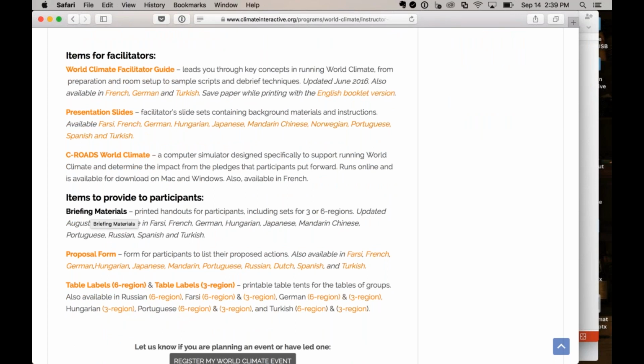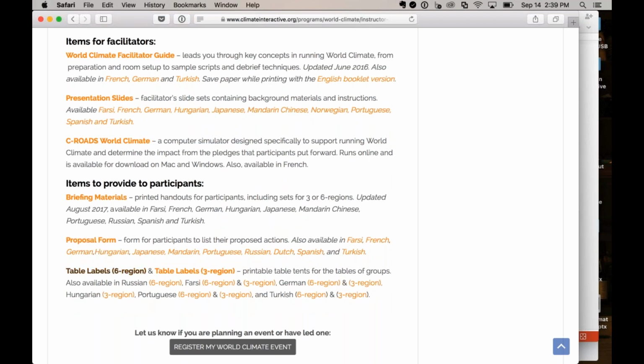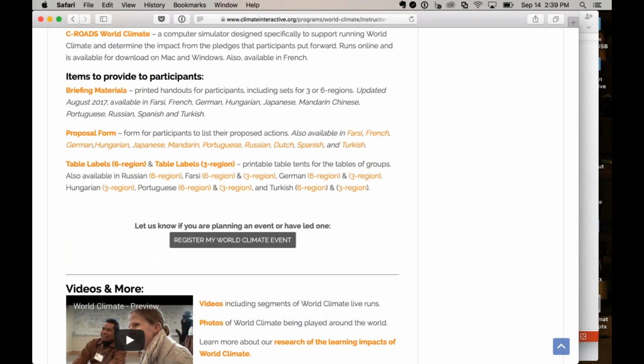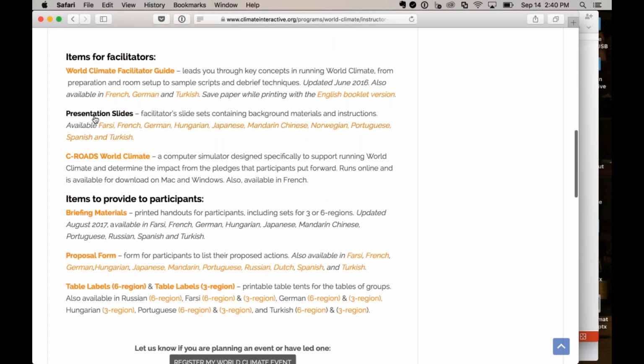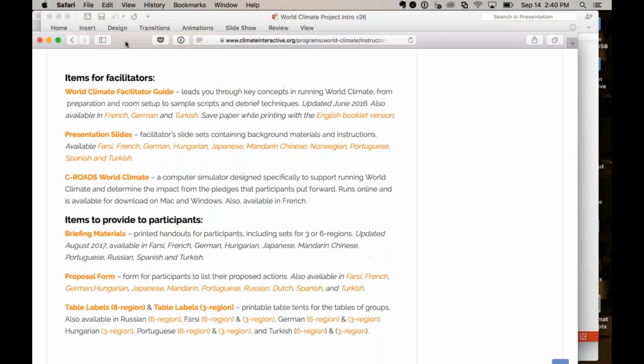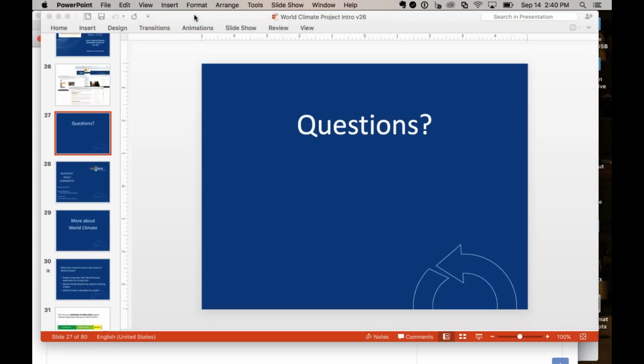So the briefing materials, this is what you give participants to outline what their negotiating position is. There's a proposal form to help them fill that out with each negotiation round. Labels for the tables so they know what role they're playing. Sometimes we also create name tags. And then presentation slides. So you can download, and we have tons of different slides that you can use to give your audience background on climate change information, and also talk about different trends, talk some about hope. We have some slides in there to try and build some hope, all that kind of thing that you can check out.